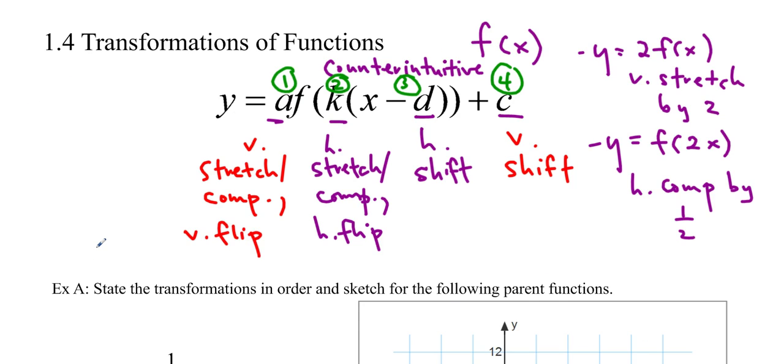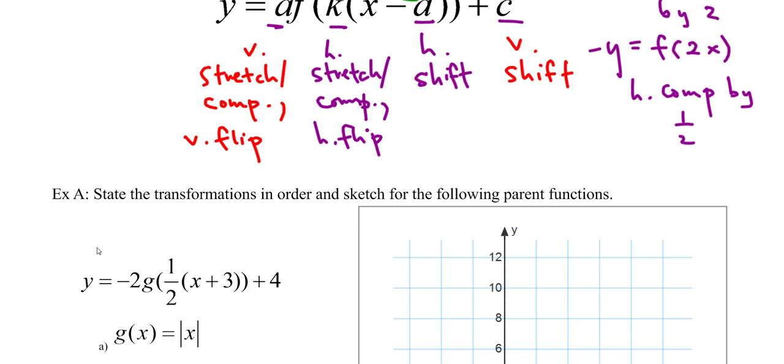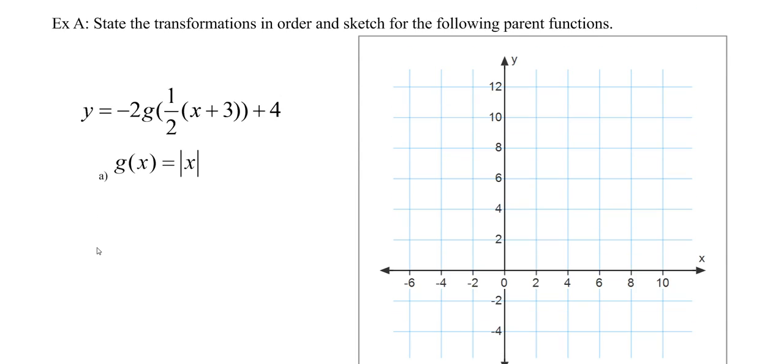If you don't state them in order, then you will get it wrong, so make sure that they are in order. Here we've got y equals -2g half x plus 3 plus 4. So we've got lots of transformations, and the parent function that's given is absolute value x. So let's write the transformations in order. We've got a vertical flip, because it's a -2, so that makes it a flip. And then we've also got a stretch by 2, so a vertical stretch by 2.